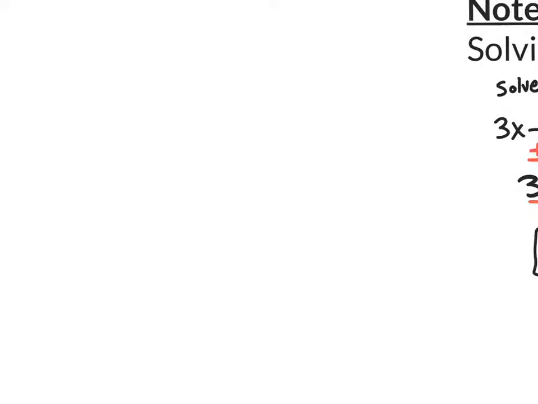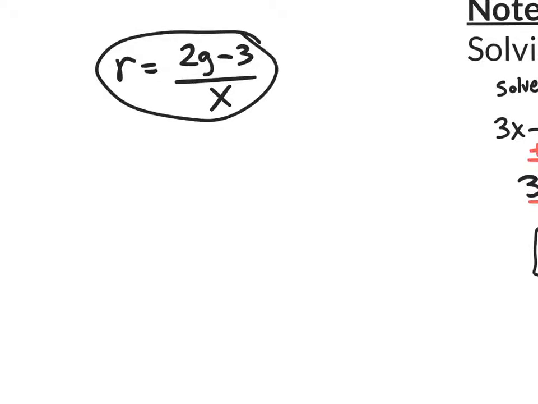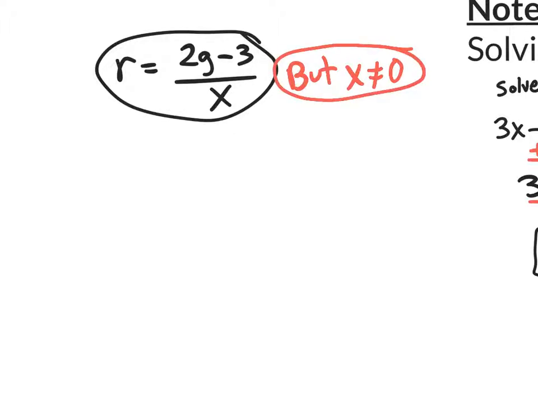Let's say I was solving an equation. Let's say they told me to solve for r, and I get the answer r equals 2g minus 3 over x. Okay? So let's say this is my answer. But because I have a variable in the denominator, I need to state something additional. I need to state, but x cannot be what? X cannot be 0. Does everybody understand that additional statement? X cannot be 0. You got to throw that into your answer.